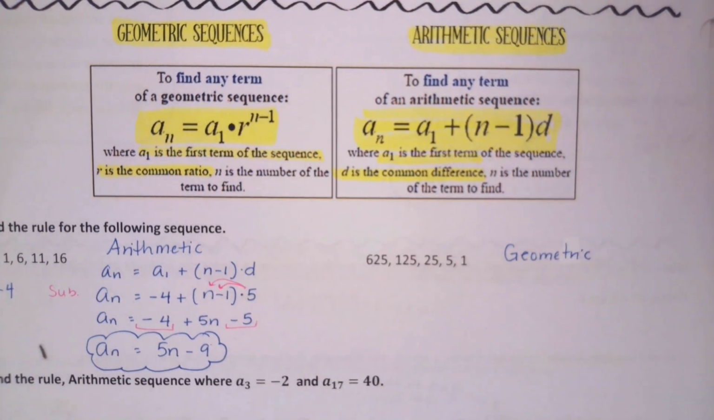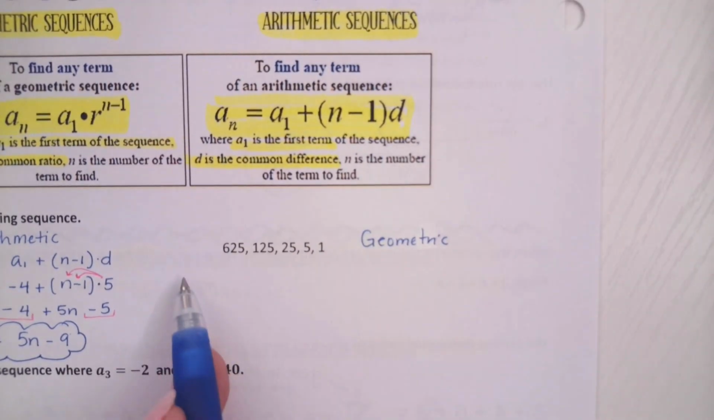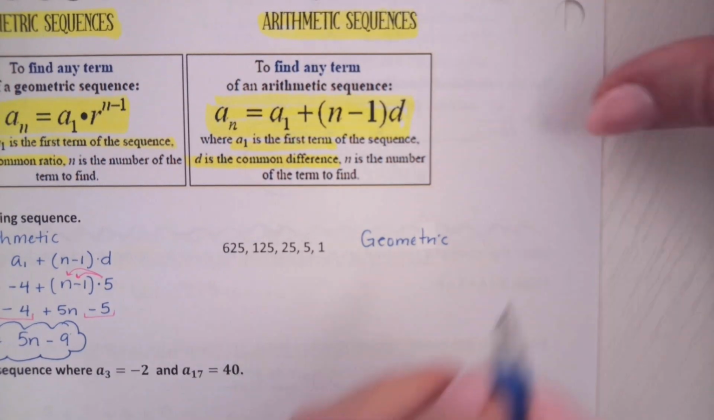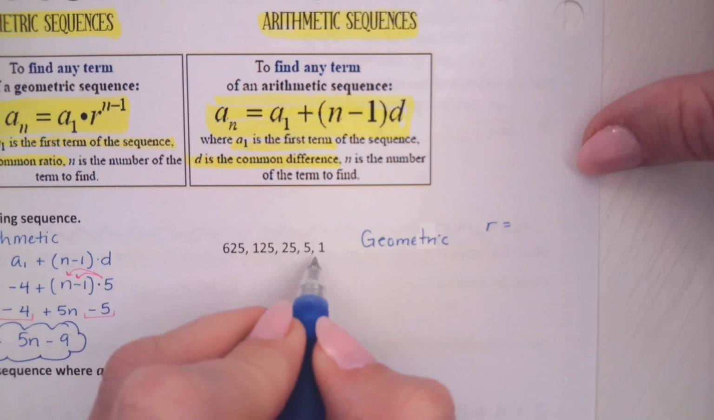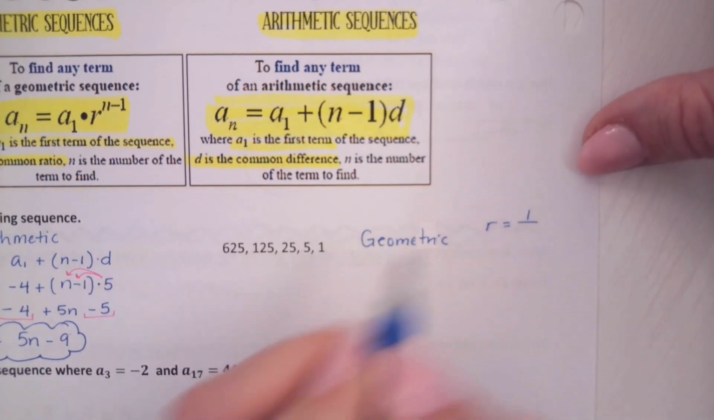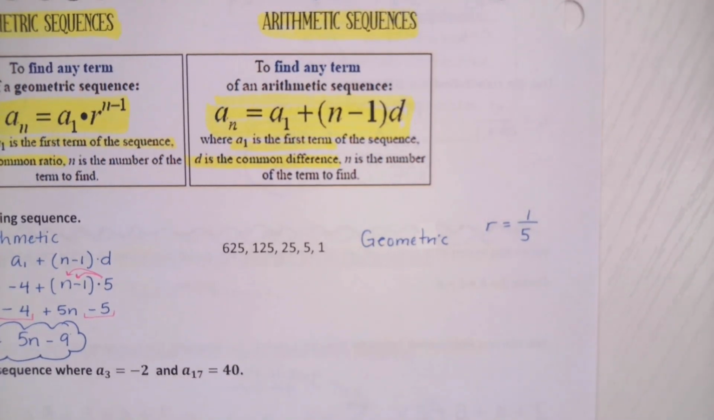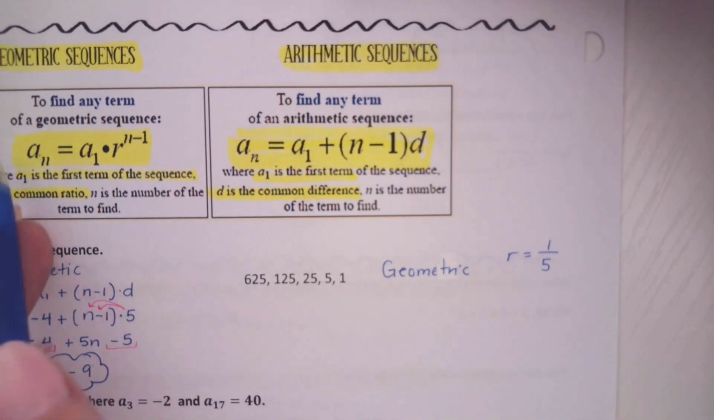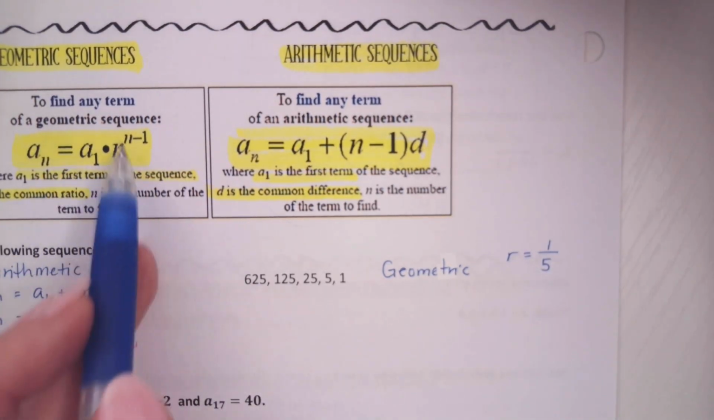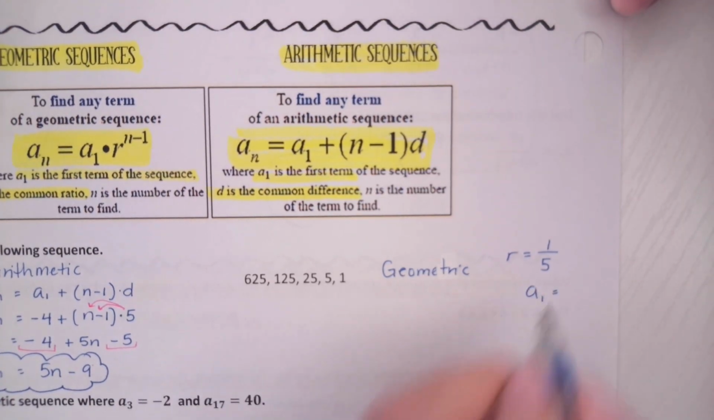If you ever have trouble figuring out what the R value is, you can take any term in the sequence and put it over the term right in front of it. So like if you take the last term and then put it over the term right in front of it, that's what your common ratio is. So the two things we need in order to write the equation, we need the R, which we know, and we need the a1, which is the first term.